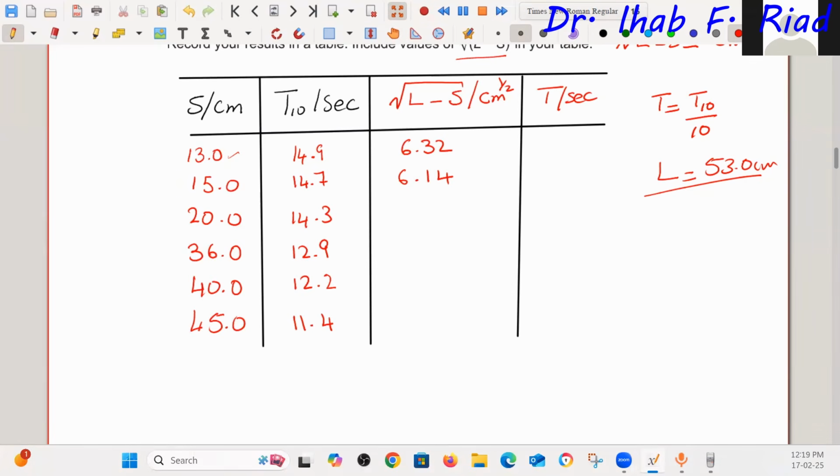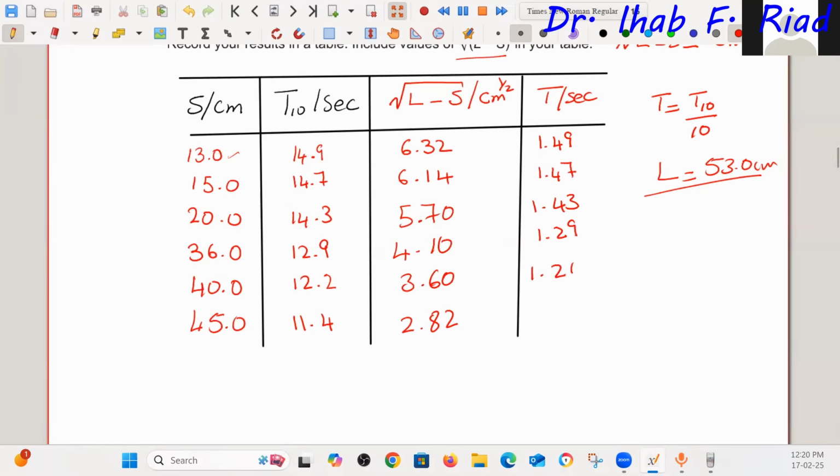I think we got 5.7. Let me write what I have. 4.10, 3.60, 2.82. Okay, for the time it is going to be 1.49, 1.47, 1.43, 1.29, 1.20, 1.14. Okay, these are the values.